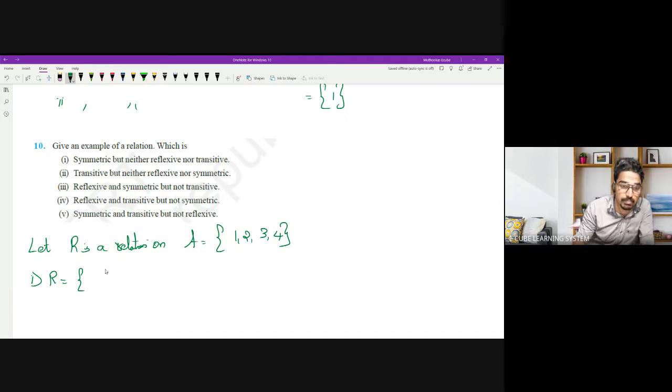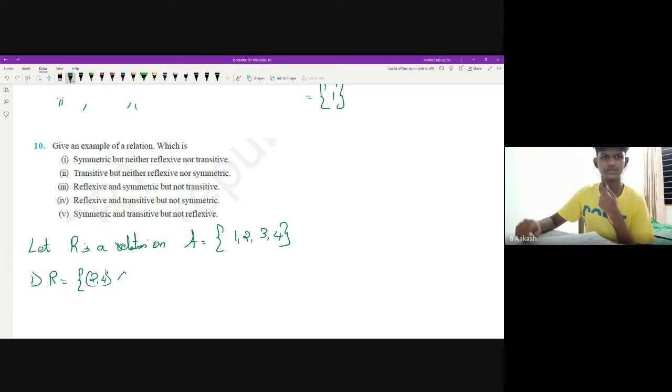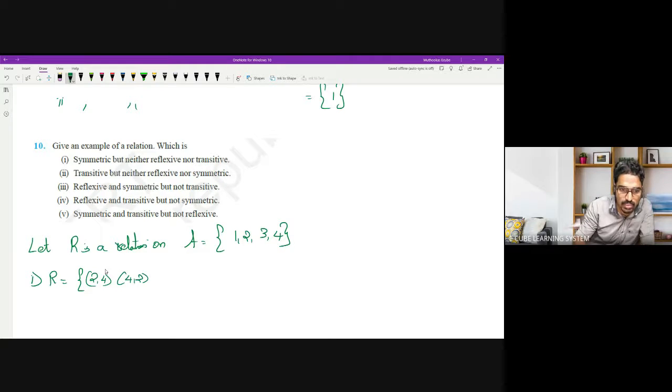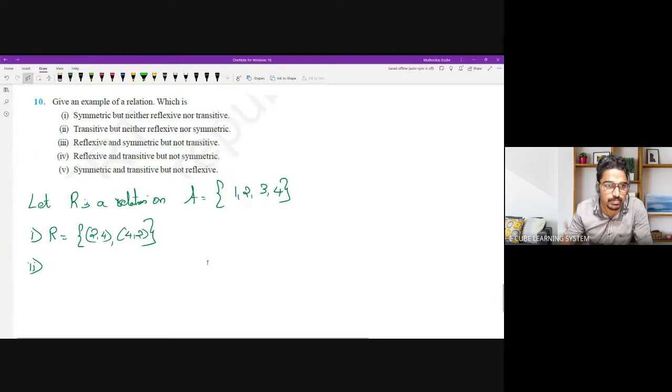സിമെട്രിക് ആവണം. (2, 4), (4, 2). 2, 4 and 4, 2. Enough. More than enough. It's a symmetric one. There is 2, 4, there is also 4, 2. It is not reflexive, it is not transitive. Like this, you should write. Now, demo in this model, you should complete. Maximum 3 minutes you can complete.